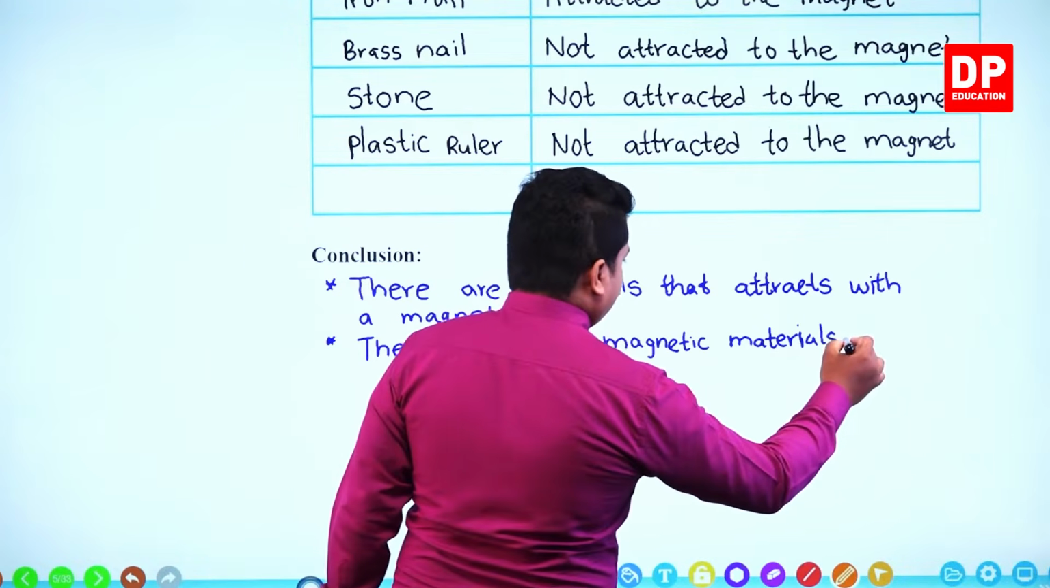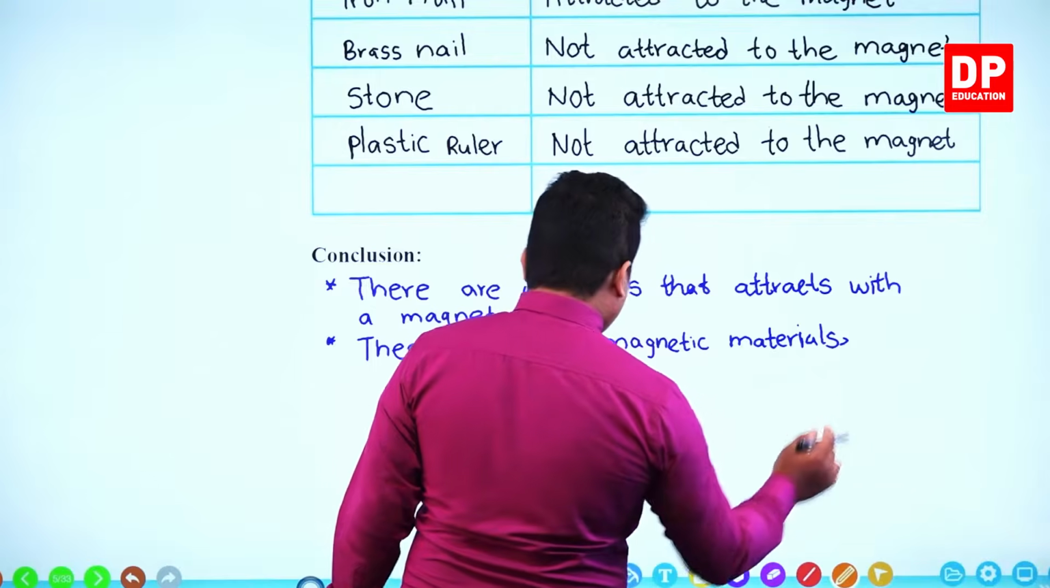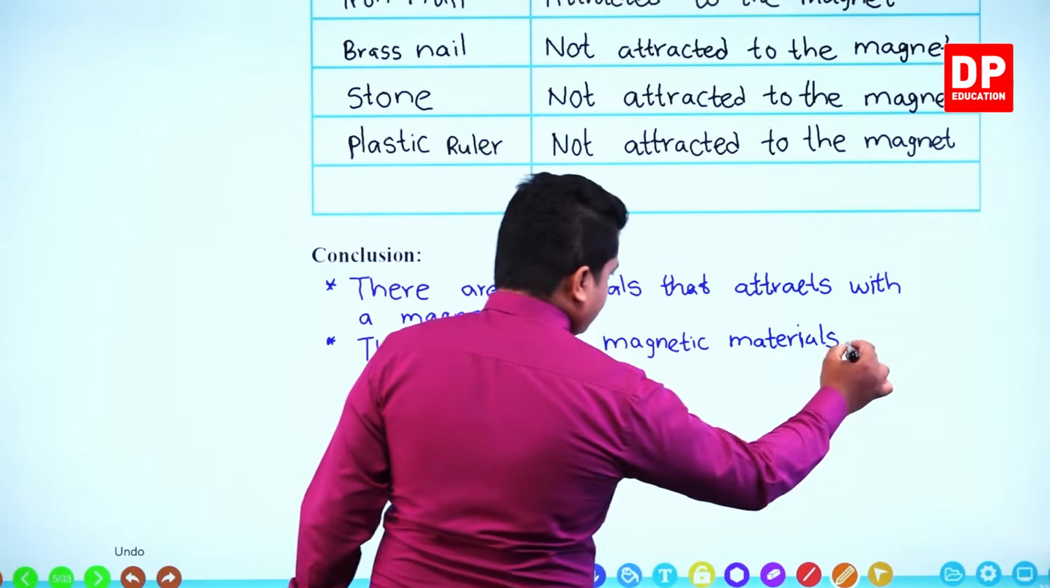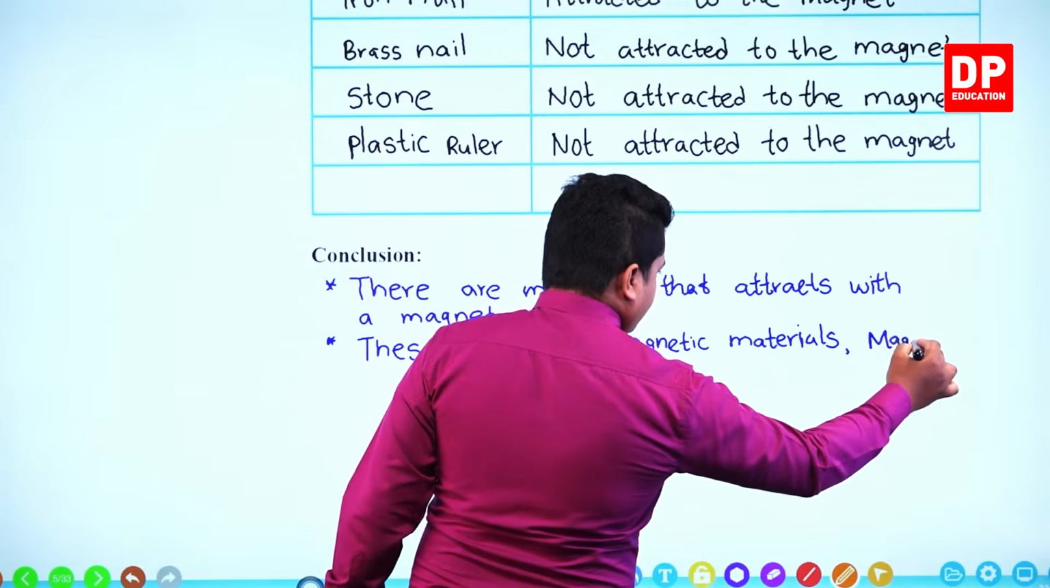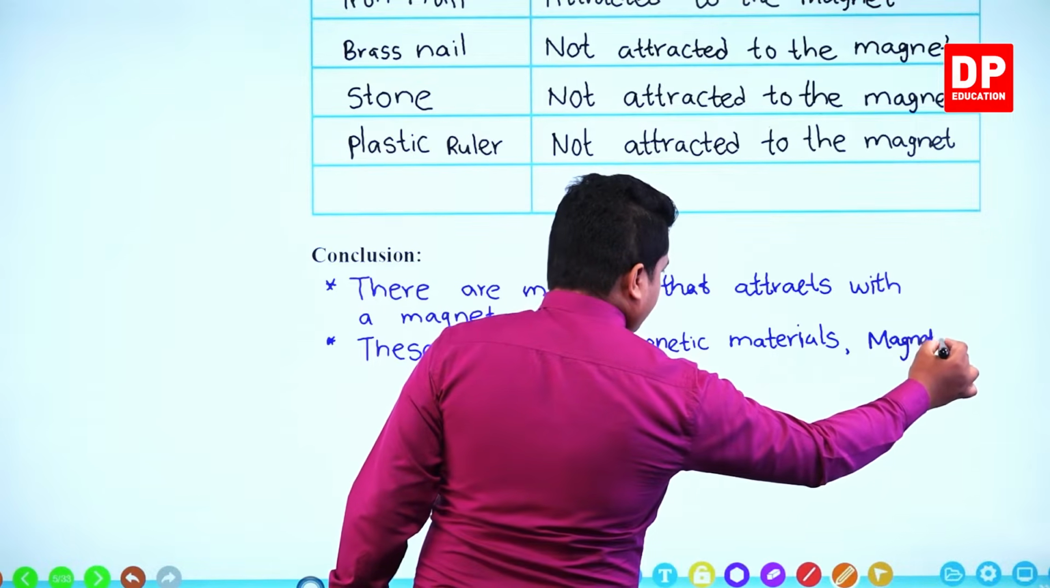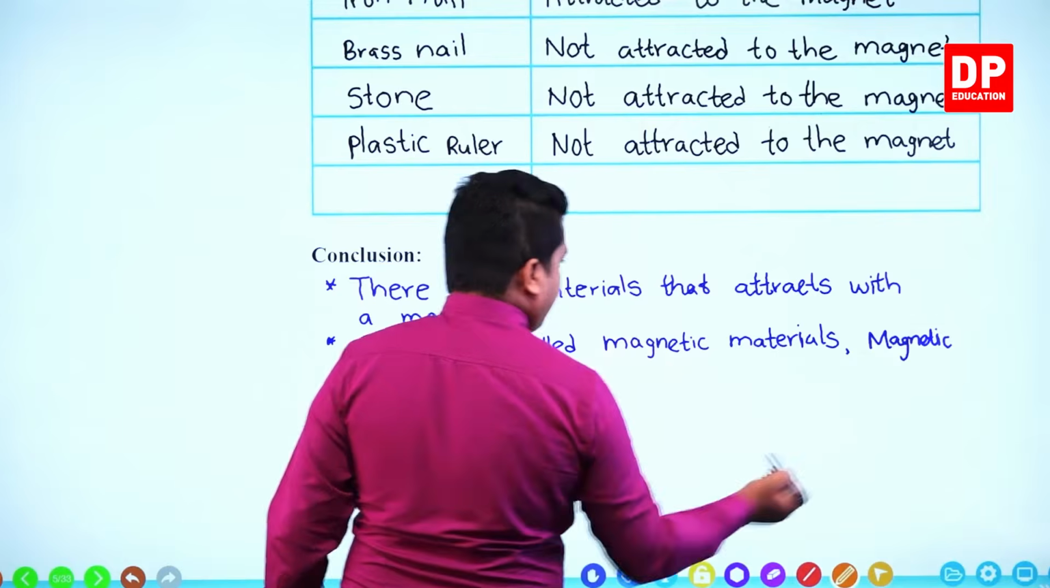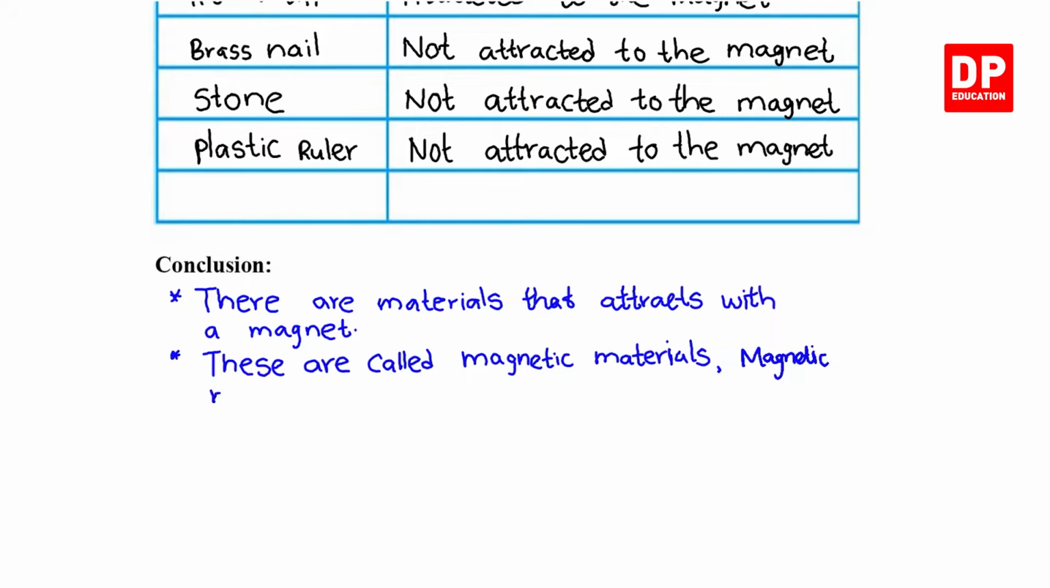So magnetic materials have magnetic properties.